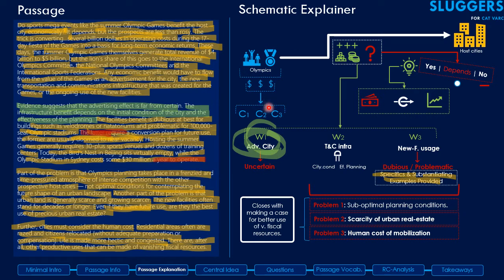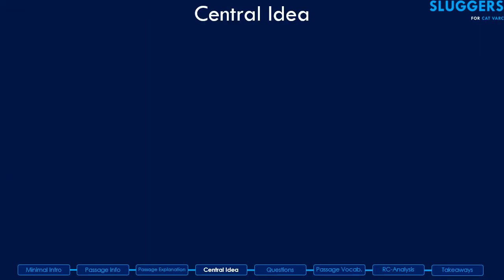Finally, okay. So guys, that is the schematic explainer. I hope you were able to understand each and every part of the passage in complete detail. If there is a certain part of the passage which you still might not have understood with as much clarity as could have been possible, you can write that down in the comments section. Okay, and with that, let's move on to the central idea slide now.